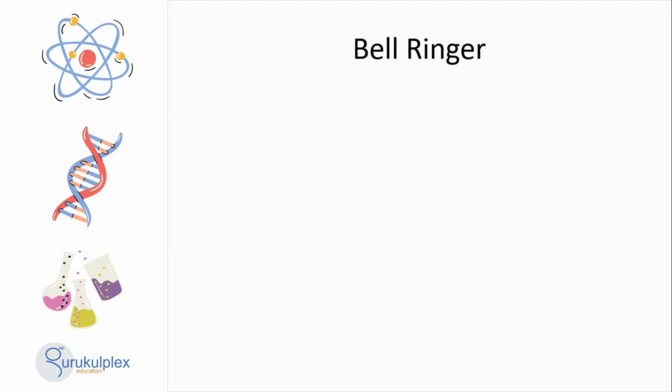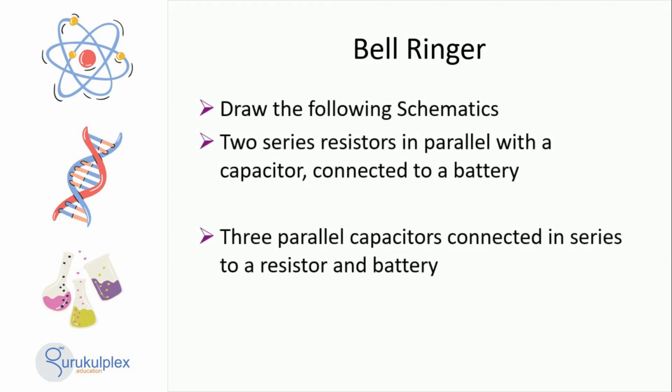We have 2 schematics. The first one consists of 2 series resistors connected in parallel with a capacitor, all of which are connected to a battery. The second schematic has 3 capacitors connected in series to a resistor and the same battery. Remember that the current will always take the easiest path, which means that when calculating equivalent resistance or capacitance, you must first determine which components or elements are in series and/or in parallel and account for this in your calculations.